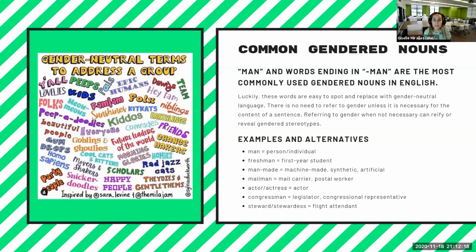You could use mail carrier or postal worker instead. Actor or actress, it's more common now to just use actor to refer to both. It's gender neutral. Congressman, legislator, congressional representative are both adequate replacements. You could also say senator if that person's a senator, or a representative if they are part of the House of Representatives. Steward and stewardess, I feel like that's an older term. I don't hear it as much, but flight attendant is the more gender neutral term.